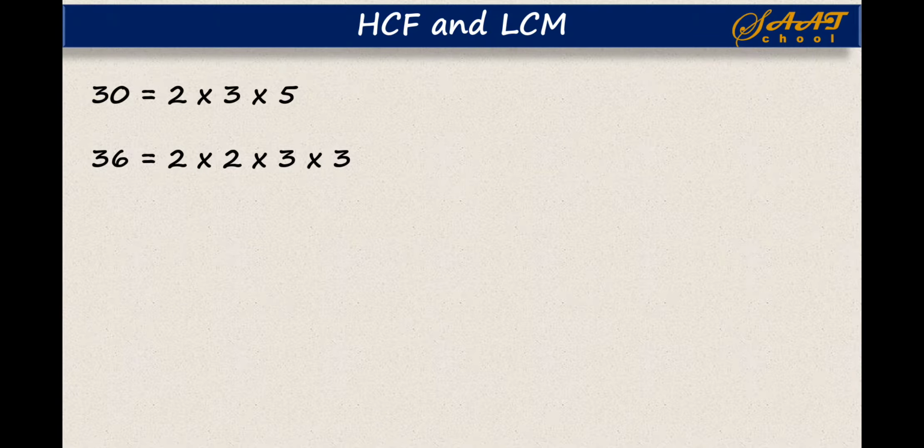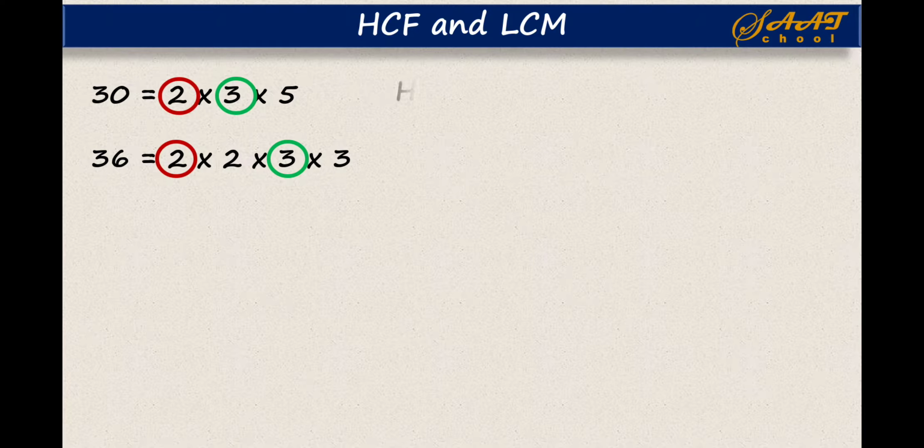Here is the next example. We have two numbers, 30 and 36. 30 is a multiple of 2, 3 and 5. 36 is a multiple of 2, 2, 3 and 3. Now to find HCF, that is the highest common factor, the first step is to identify common factors. Here the first common factor is 2. We have one more common factor which is 3. Since there are no more common factors, this is the highest common factor between 30 and 36.